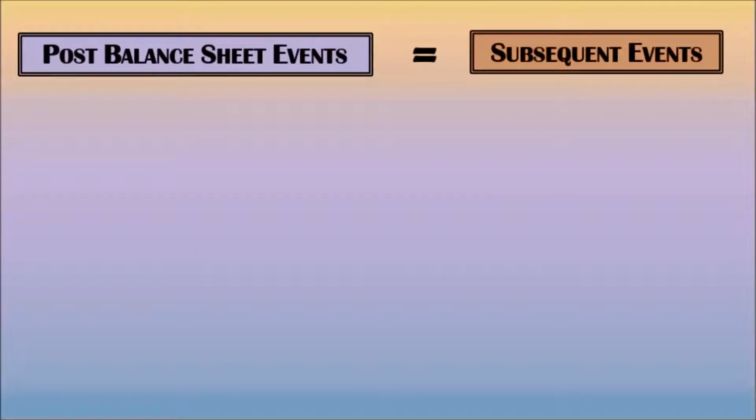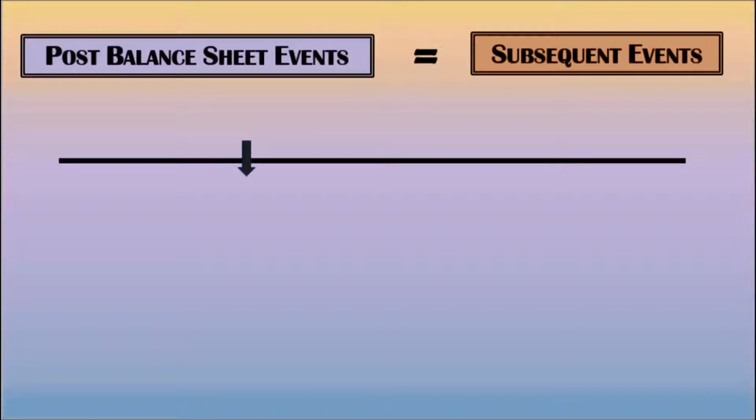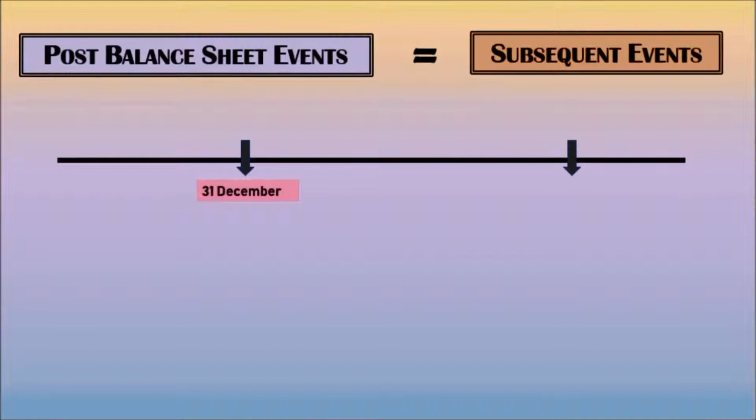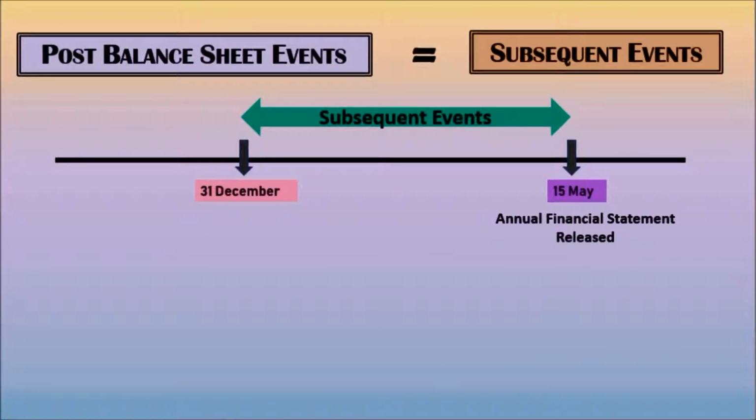Post-balance sheet event is also known as subsequent event. First, let us draw a timeline so that we can visualize it. The year end is 31st December, and the annual financial statement is being released or issued on the 15th May. This period is known as post-balance sheet event or subsequent event, which means something happened after the year end. Let's say, during the subsequent event, we found out some invoices had not yet been processed and we need to put them through, and it is also material.